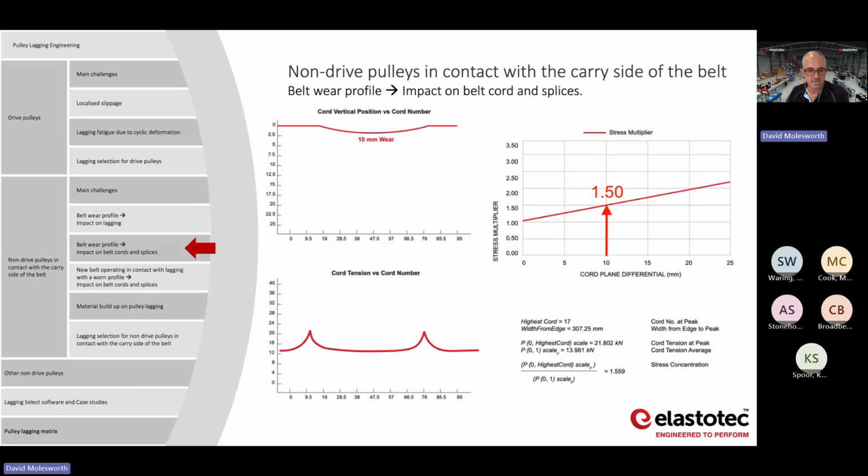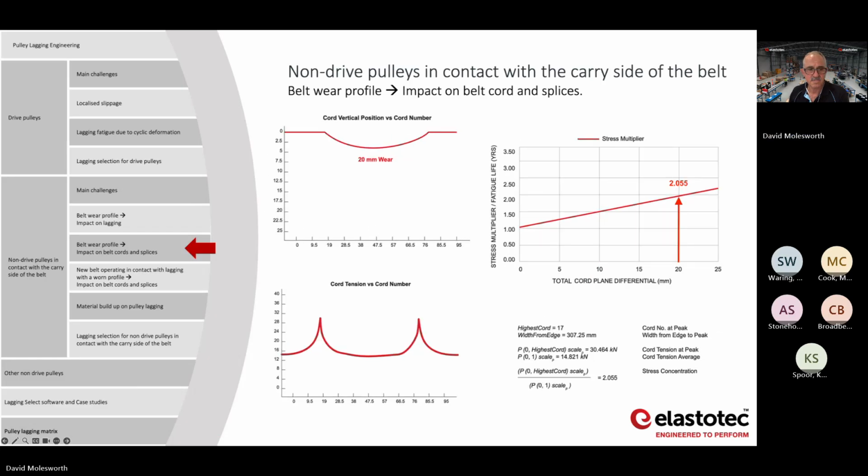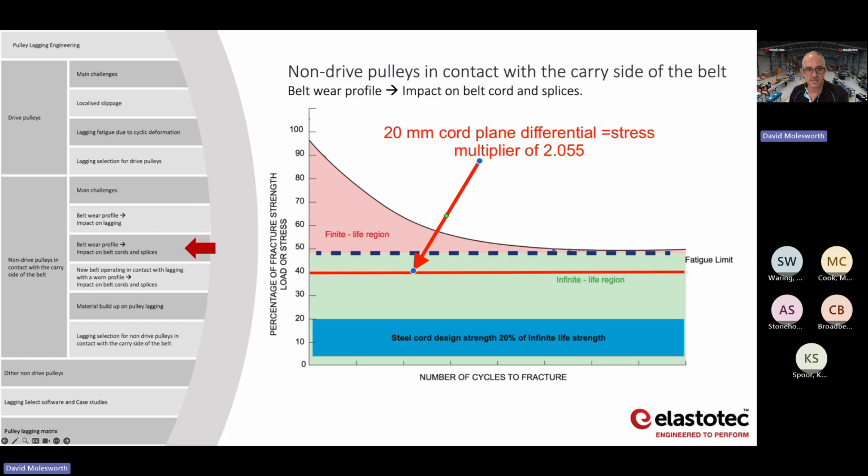If we then go to 20 mil, so this is 20 mil of chord plane differential. Again, the stress multiplier is the difference between the top of the peaks and the bottom of the trough. And here for 20 mil, we're getting a stress multiplier of just over 2. So basically, if we come back to our graph of infinite life, when you've got 20 millimeters of chord plane differential, we're getting up towards the transition between the infinite life region and the finite life region.